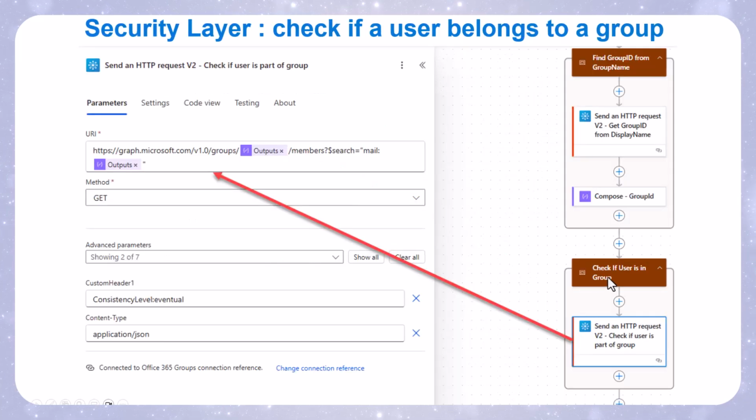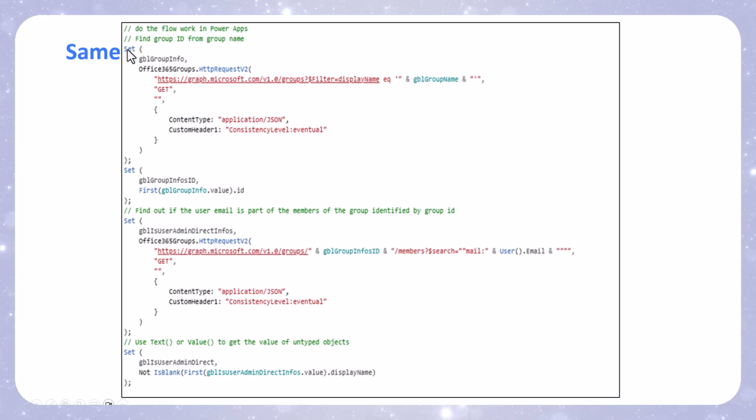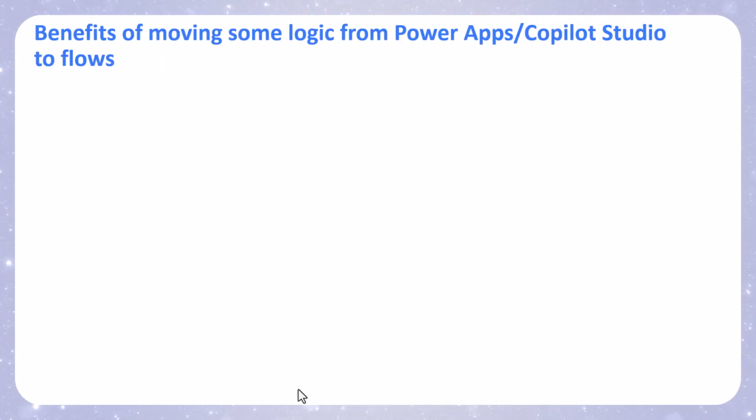From this group ID, you can check if the user is in the group. With this Graph API, you have the group ID, and you pass just the email of the user. So that's very easy, and that's very important actually. You can implement the same code with Power FX, like this. But for me, I prefer the Automate flows, and I will explain why.